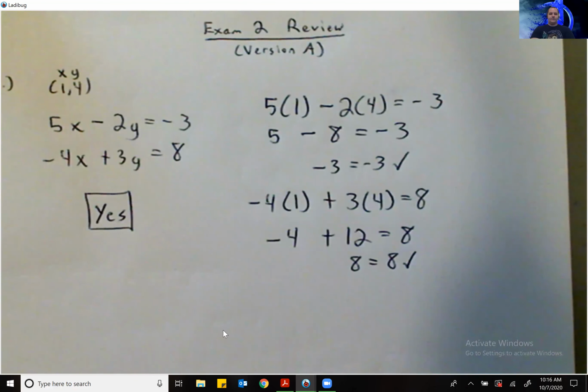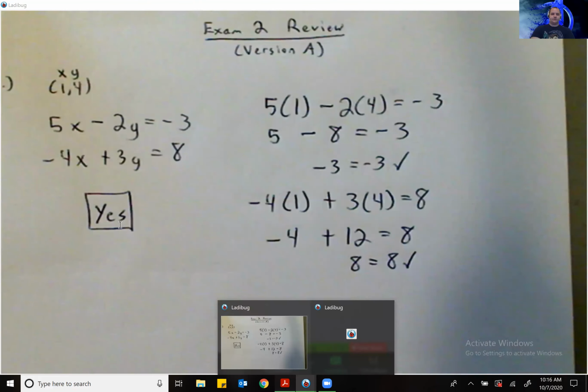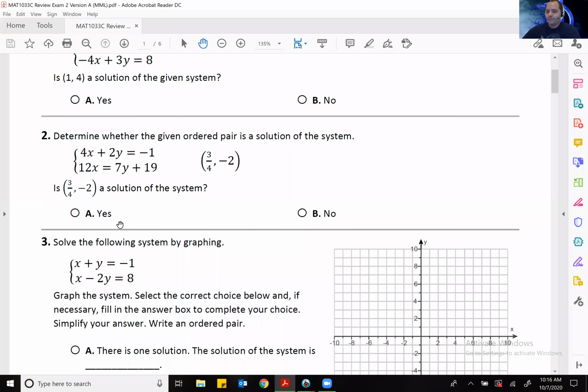Okay. Question number dos. So this one says determine whether the ordered pair is a solution. It's another ordered pair solution. This time they give you fractions. Oh no, the deadly fraction. Do we really have to worry about fractions?